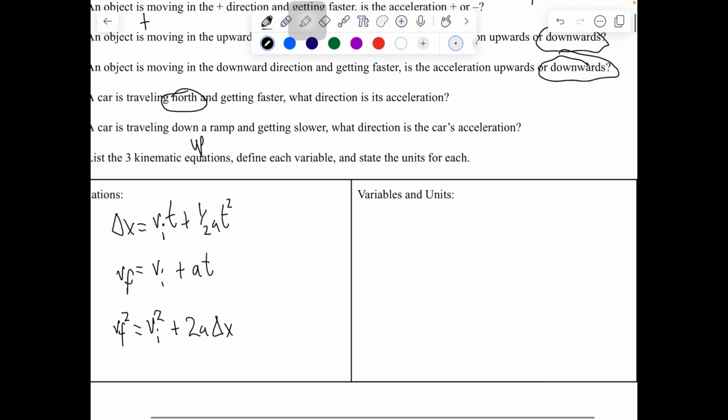Variables and units. Well, we'll start off with delta x. This is your displacement. This is the change in position of the object.